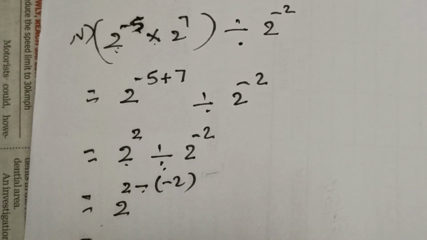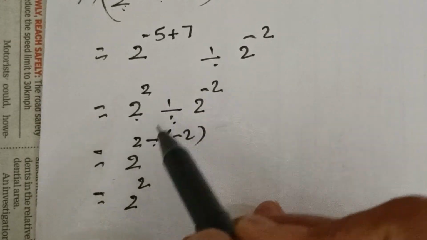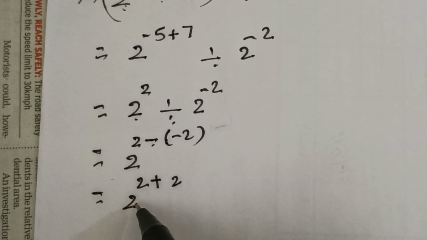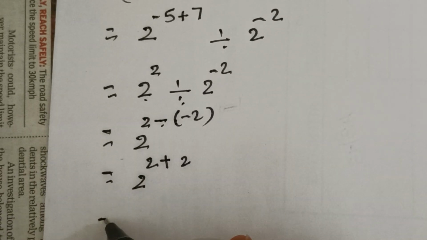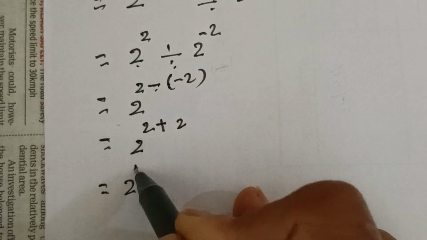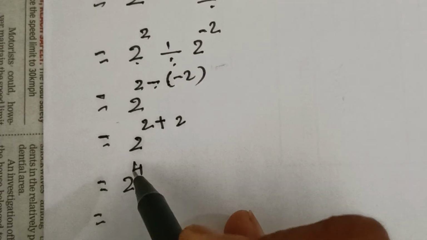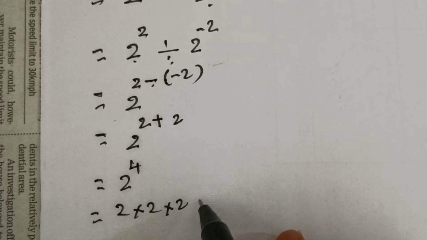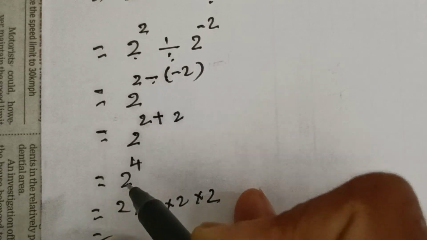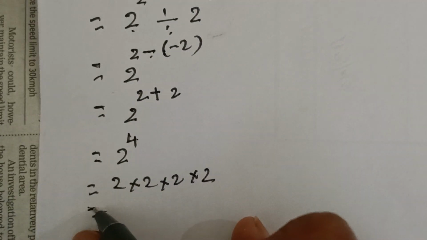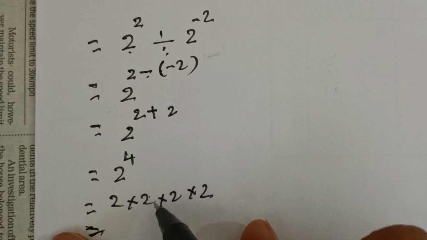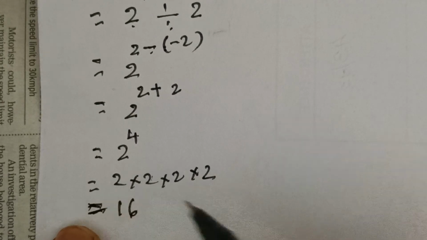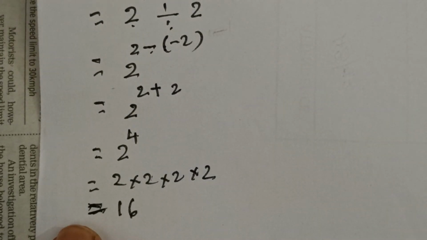Okay. Now remove the brackets. 2 to the power 2 minus into minus. What is minus into minus? It is plus. So 2 to the power 2 plus 2. What is it? 2 to the power 2 plus 2 is 4. What is 2 power 4? What do you mean by 2 power 4? Multiply the base 2 by itself 4 times. Now multiply them. That gives you the final answer. 2 2s are 4. 4 2s are 8 and 8 2s are 16. So 2 power 4 is 16. This is a simplified answer.